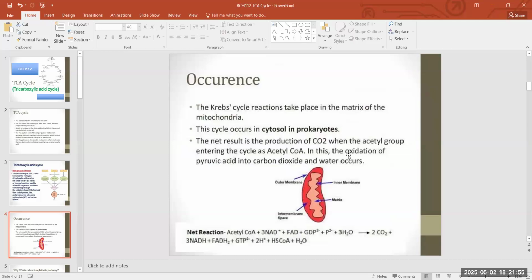So the Krebs cycle takes place in the cytosol of a prokaryotic cell, but it takes place in the mitochondria of a eukaryotic cell. So in the human body, these reaction steps occur in the mitochondria, not in the cytosol, sorry. The net result is the production of carbon dioxide when the acetyl group from acetyl-CoA enters the TCA cycle.